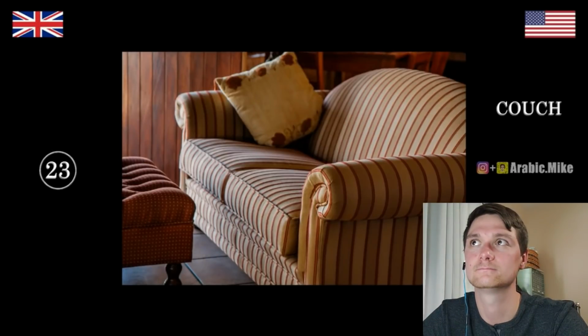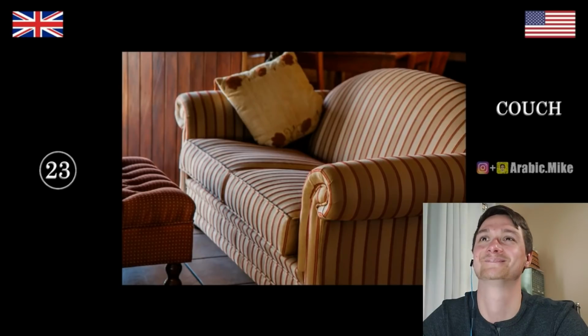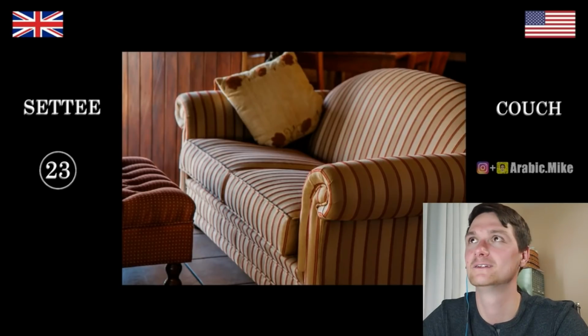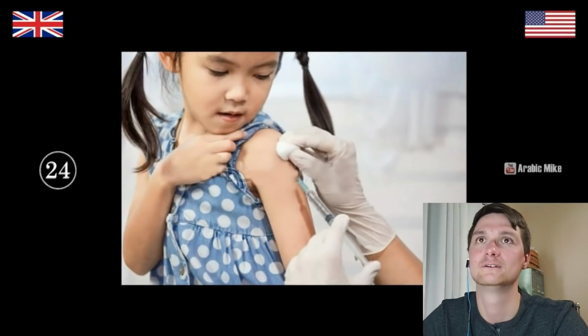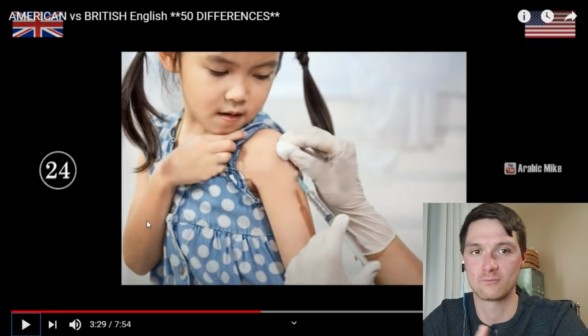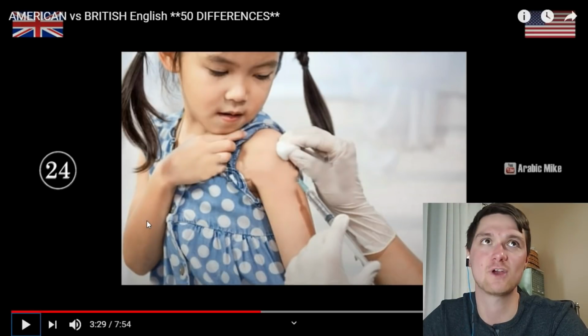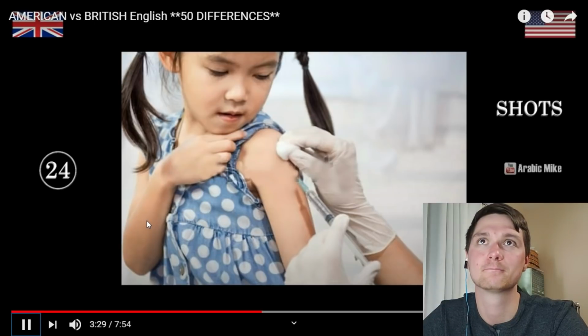What's this? A couch. Yeah, I sometimes sit on that in my vest. We call that a settee. What's this girl getting? Okay, I know this one from you guys. You guys call it jab. Shots. Shots? She's far too young for that.